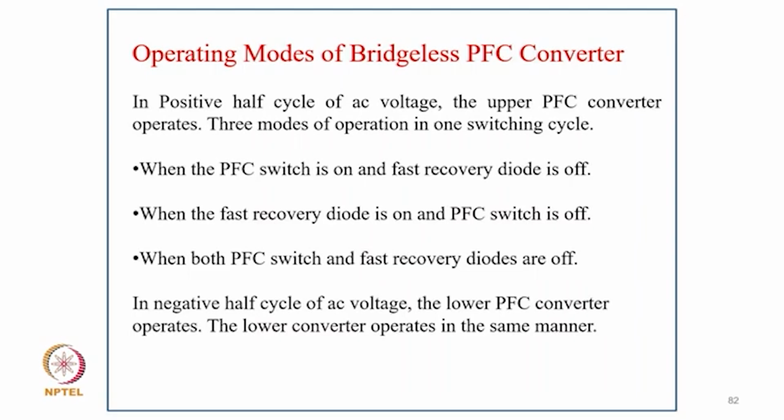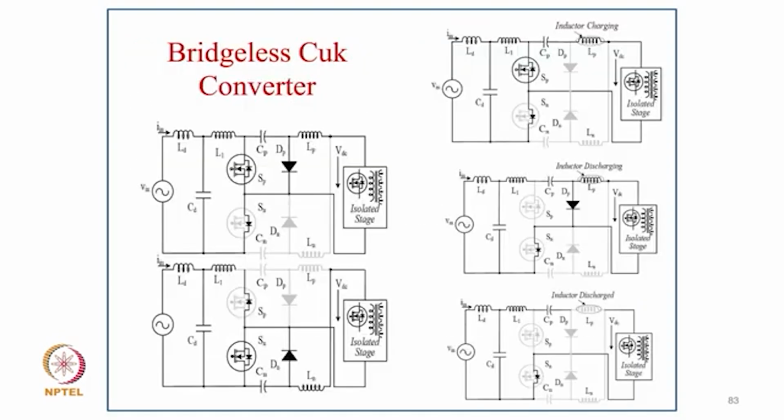So coming to the operating modes of the bridgeless power factor correction converter. In the positive half cycle of AC voltage, the upper power factor correction converter operates, with three modes of operation in one switching cycle. First, when the PFC switch is on and the fast recovery diode is off; second, when the fast recovery diode is on and the power factor correction switch is off; and third, when both the PFC switch and the fast recovery diode are off. In the negative half cycle of AC voltage, the lower PFC converter operates in a similar manner to the upper, positive one.